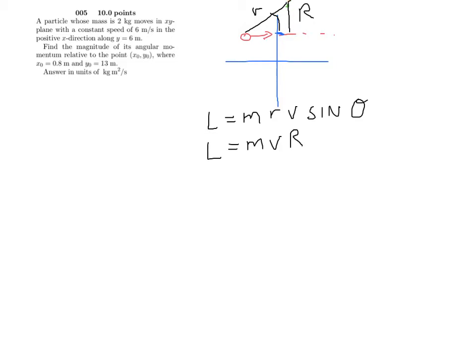So if I want to calculate the angular momentum, I've got the mass, it's given right here. I've got the velocity, it's given right here. But now I need the r, and the r is going to be the difference between this height and this height. For me, y is 13, and this is at y equals 6, so it'll be 13 minus 6 to give me the difference there. And that will give me my r, and that is the angular momentum of that particle.